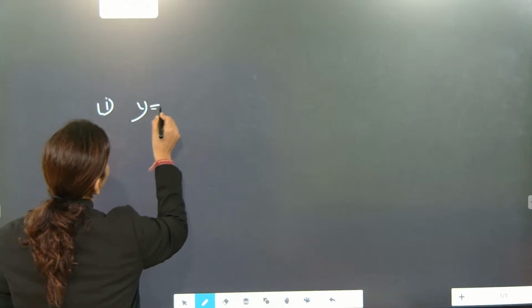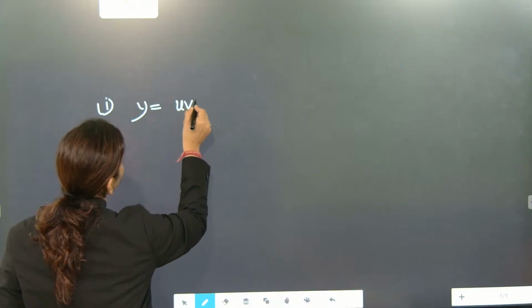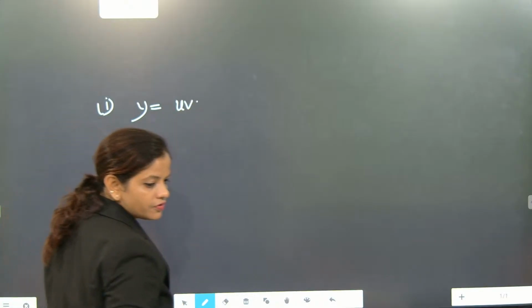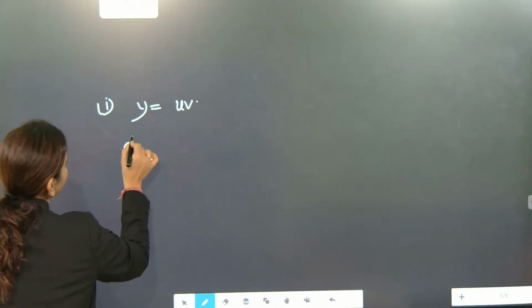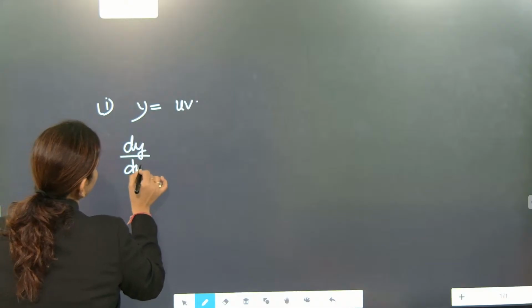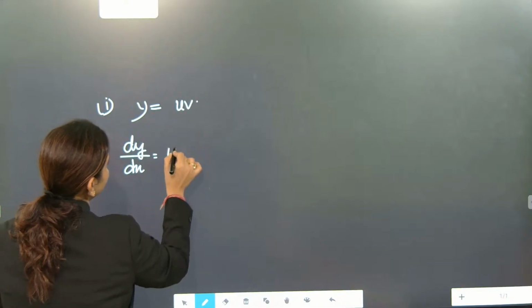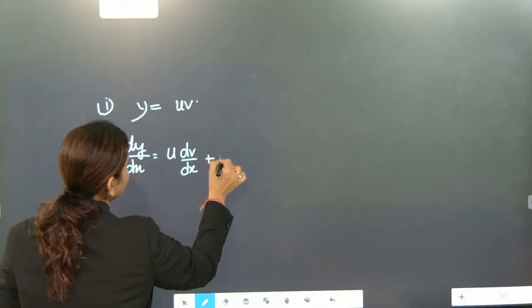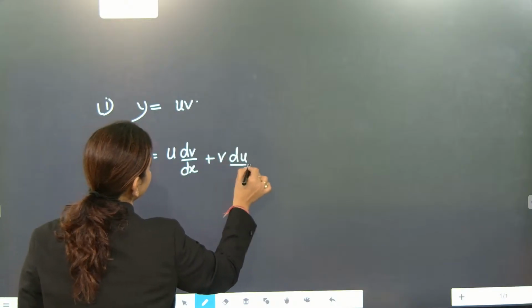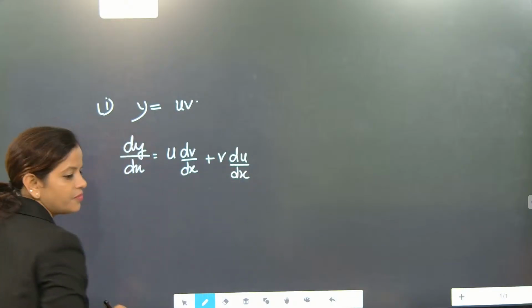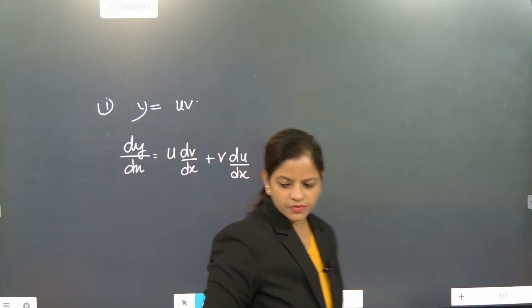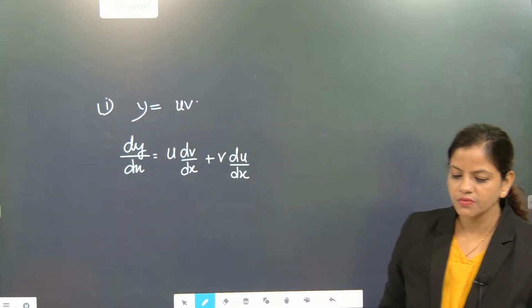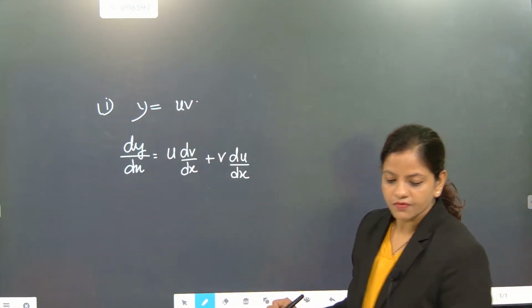First, y is equal to uv. If u and v are there, how are we going to differentiate it? It will become dy by dx: one time you leave u and differentiate v, one time you leave v and differentiate u. This is the uv method. The first one is considered as the uv method. I have given you one introduction for this.